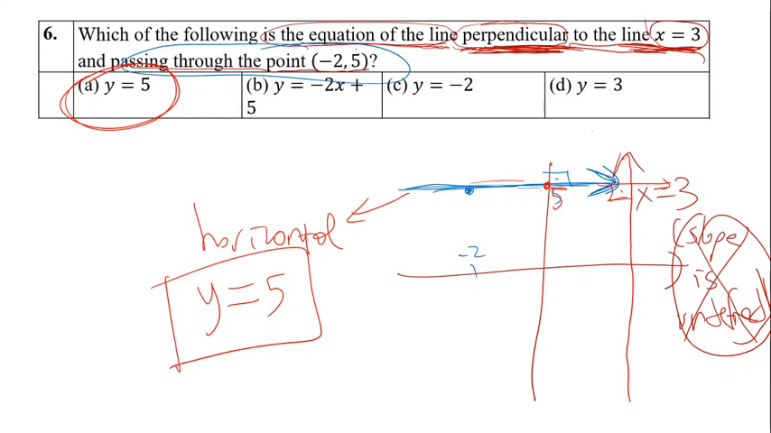So here, if you're talking about the horizontal line and the vertical line and the perpendicularity, do not use the product of the slopes. You know, don't use slope times slope is equal to minus 1. It will not work here. So it's better you do it this way, to visualize it and see the perpendicularity.